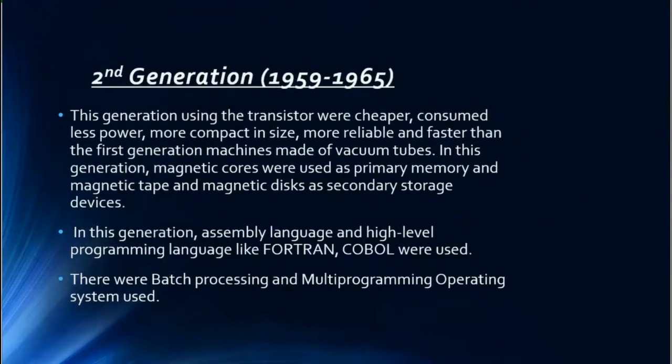Second generation, 1959 to 1965. This generation, using the transistor, was cheaper, consumed less power, was more compact in size, more reliable and faster than the first generation machines made of vacuum tubes. In this generation, magnetic cores were used as primary memory and magnetic tape and magnetic disks as secondary storage devices. Assembly language and high-level programming languages like Fortran and COBOL were used. There were batch processing and multi-programming operating systems.